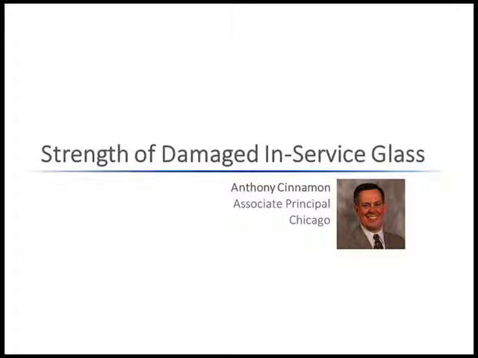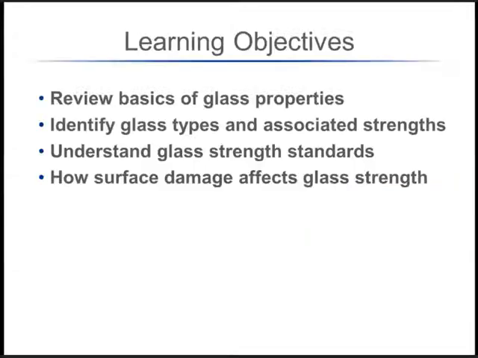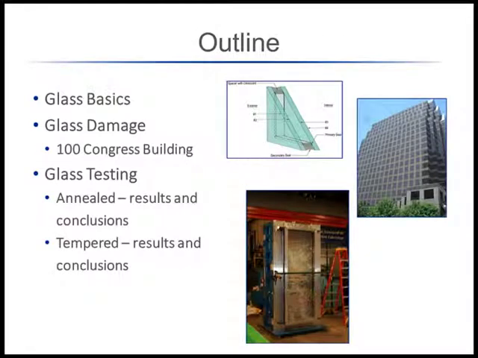So in regards to the learning objectives today, our project has to do with the strength of damaged in-service glass. Just by way of review, we're going to review some of the basics of glass properties, and also we'll identify glass types, understand some glass strength standards, and how surface damage may or may not affect the glass strength. And so our outline today follows those learning objectives.